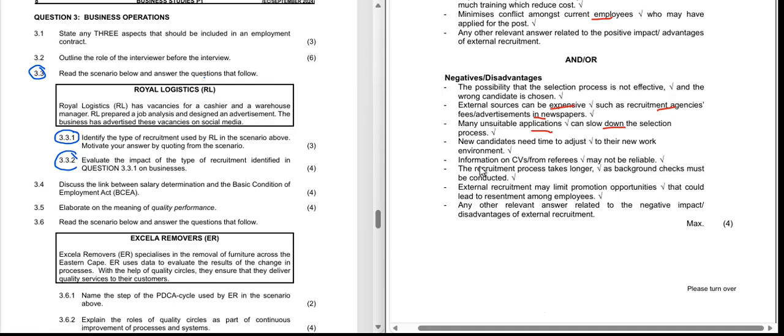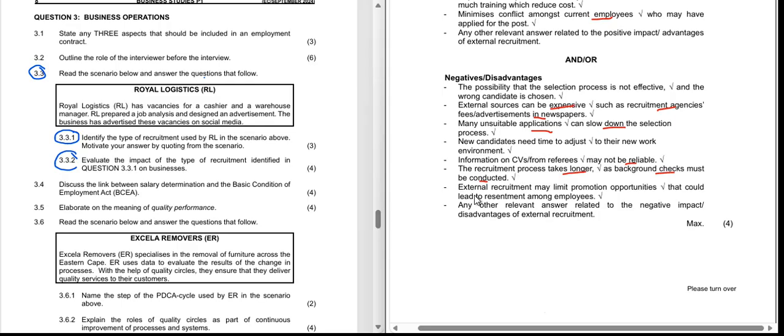And information on CVs from referees may not be reliable. Some people lie about their qualifications, about their references. So all these things, it's difficult now to know what is true, especially when you're taking people from outside. The recruitment process takes longer as background checks must be conducted. It takes longer and it's expensive because you need to call these people. All those costs, the time that you're going to take, that's going to slow down the whole process. So that's why it's a disadvantage.